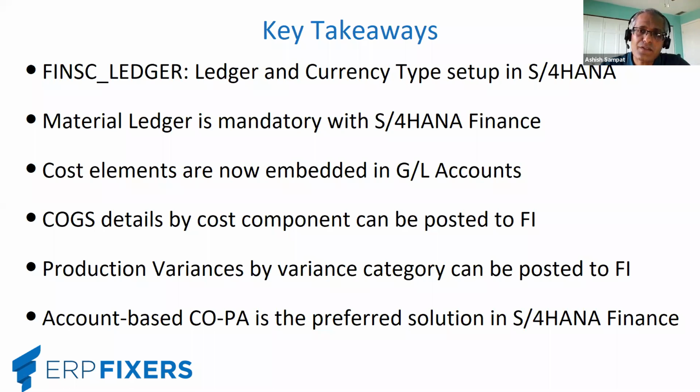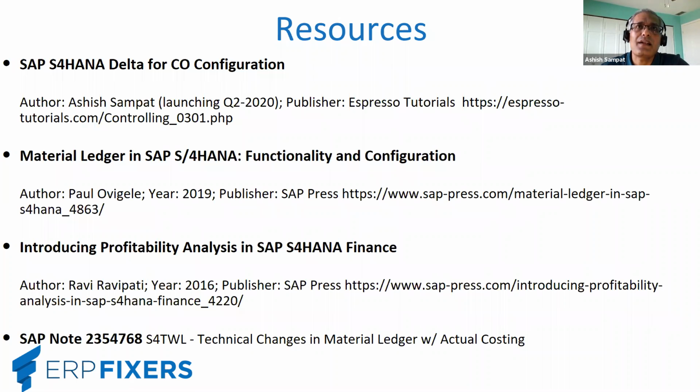I have a couple of slides for resources on the S4 HANA Delta for CO configuration. This is a book that is being launched in the next few weeks, published by Espresso Tutorials. I had the opportunity to write this book for them. And then the next one I want to highly recommend is the material ledger in S4 HANA, functionality and configuration. Paul Ovigele of ERPfixers wrote this book. It's available on SAP Press. Very detailed, very thorough, and highly recommended for those who are trying to find more details around material ledger.